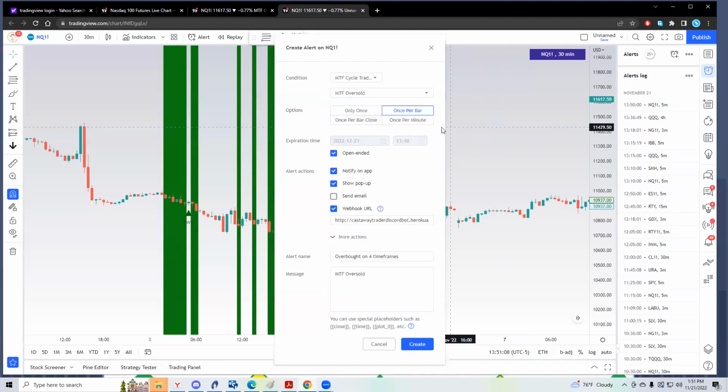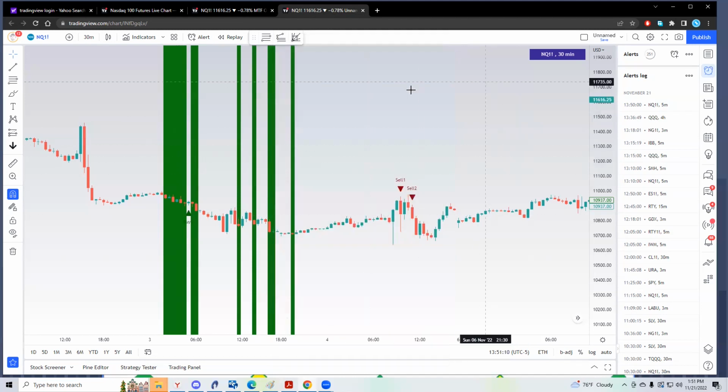Again, if you deal with the multi-time frame version of the cycle trader indicator, I would recommend setting alerts on 30 minutes, 15 minutes, 5-minute charts. You can also consider setting alerts on 60 minutes, maybe 120 minutes, if you are more like a swing trader rather than a day trader. This is what I was going to tell you about the multi-time frame version of the cycle trader indicator.